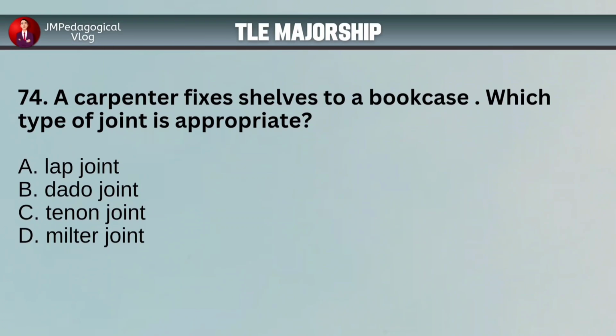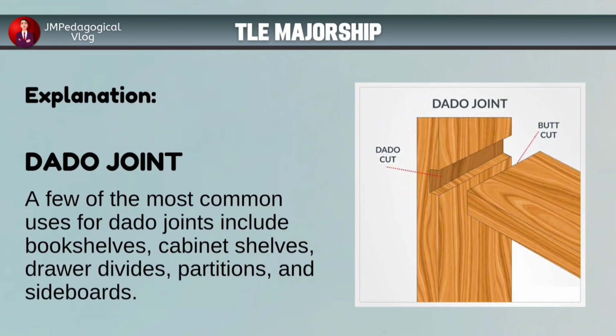74. A carpenter fixes shelves to a bookcase. Which type of joint is appropriate? A. Lap joint. B. Dado joint. C. Tenon joint. D. Miter joint. B. Dado joint. Explanation. A few of the most common uses for dado joints include bookshelves, cabinet shelves, drawer divides, partitions, and sideboards.